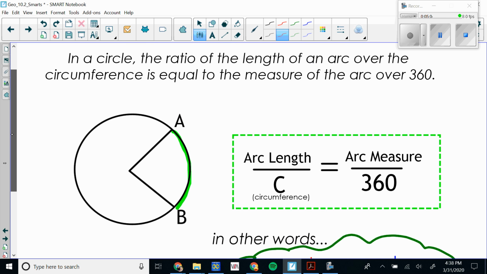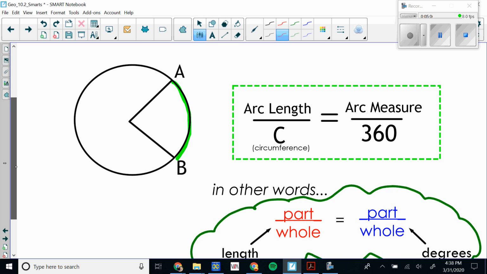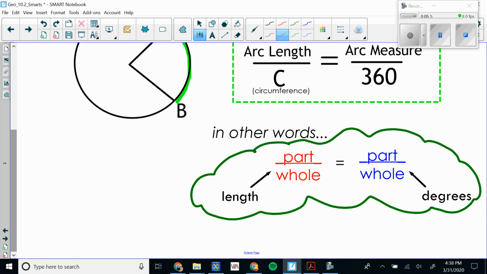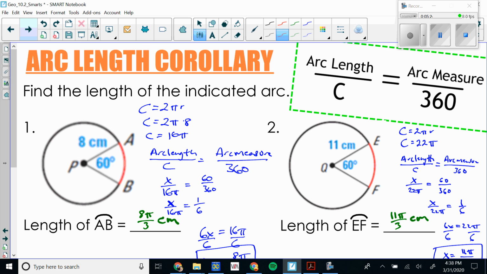All right, we have arc length over C, circumference, is going to equal arc measure over 360. And I circled this where it says, in other words, we have the part over the whole for the length equals the part over the whole for the degrees. We're going to use that for the rest of the slides.